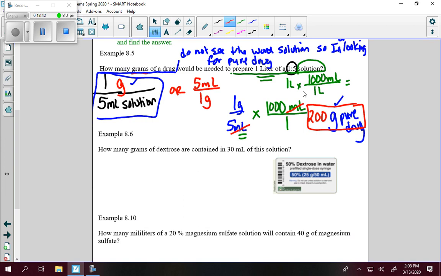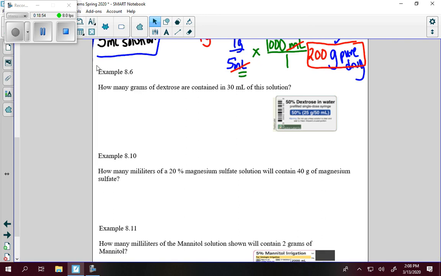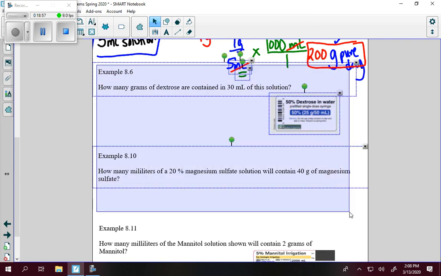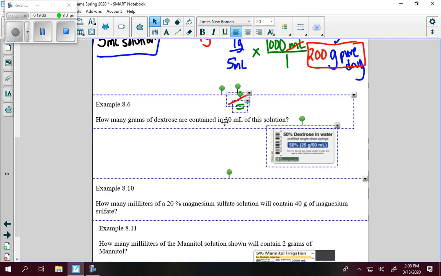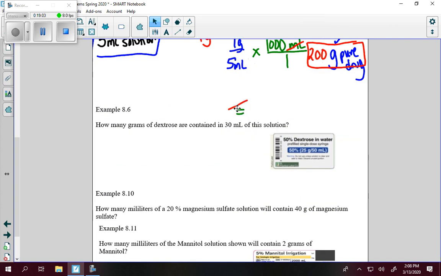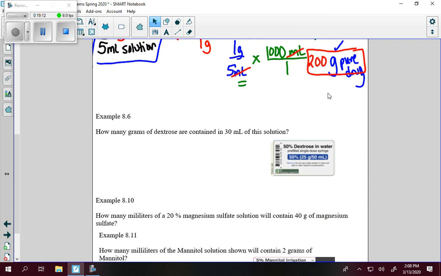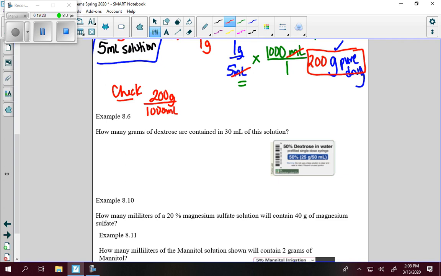If I want to think about it further, what this answer tells me is that there are 200 grams for every 1,000 milliliters. Let's see if we can get some room here. I really didn't leave a lot of room for myself, did I? Okay. So now, like I said before, this would mean that there are 200 grams, that's the pure drug, for every 1,000 milliliters of solution. And I have to see if that is equivalent to my 1 to 5, which I had.